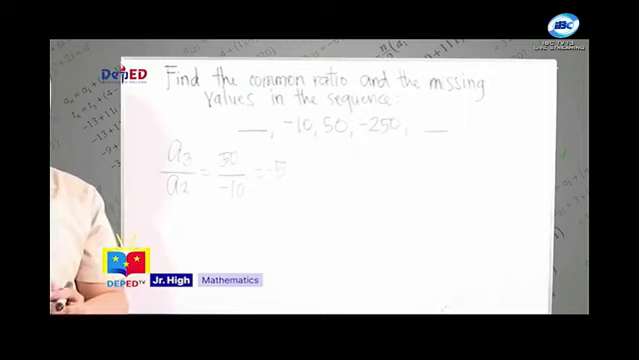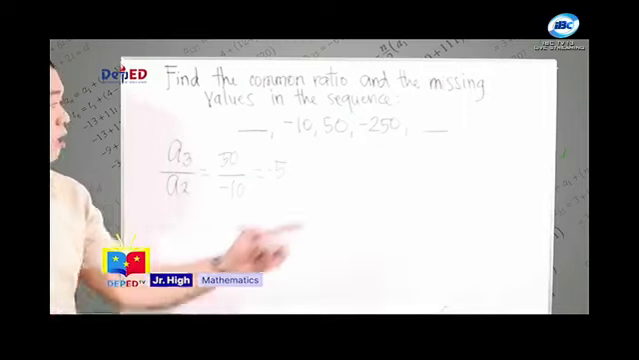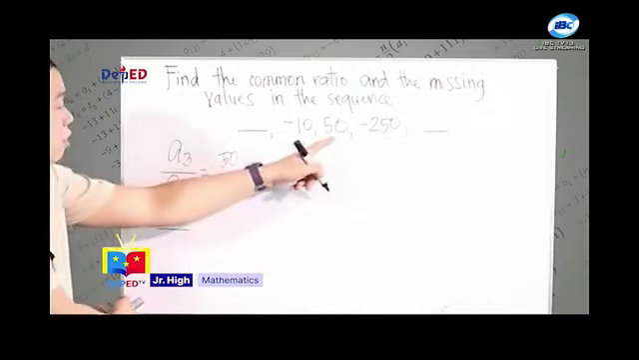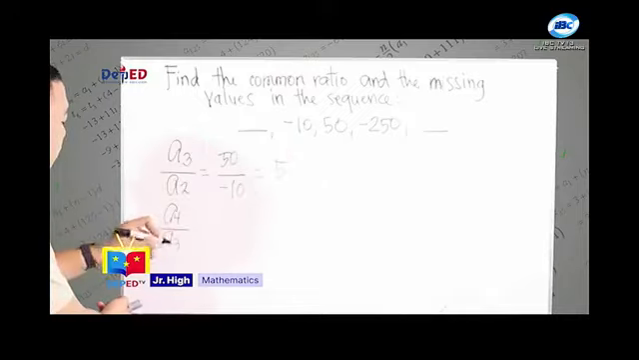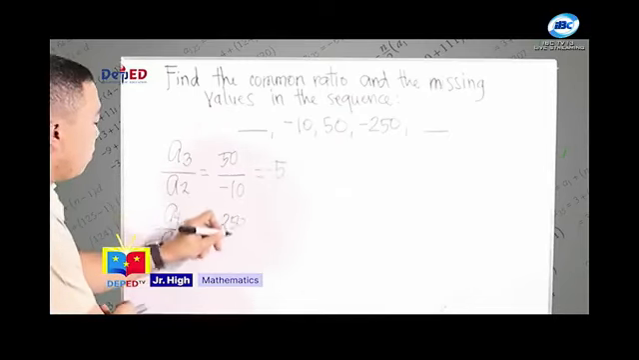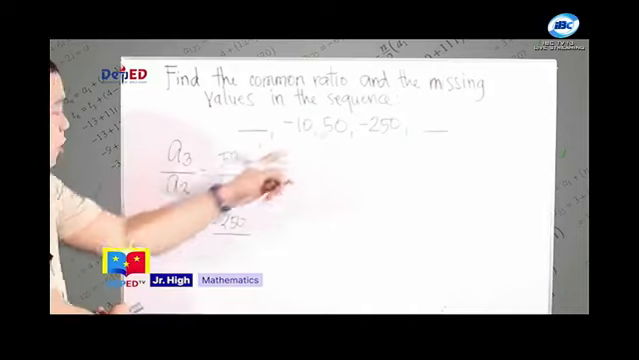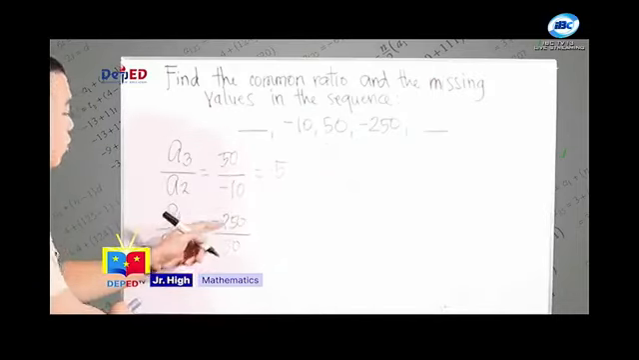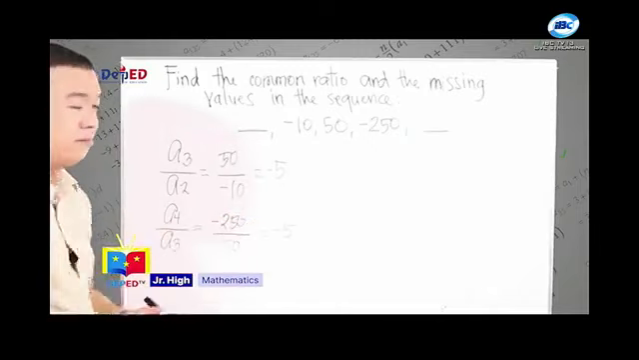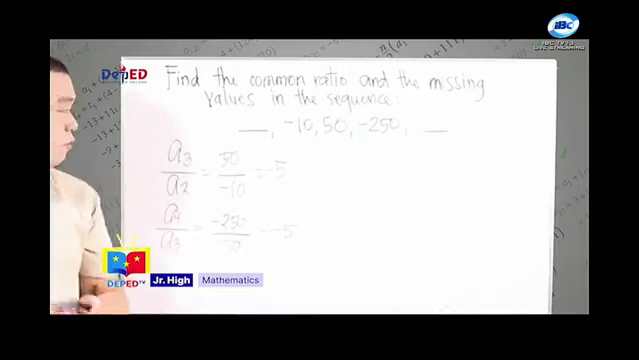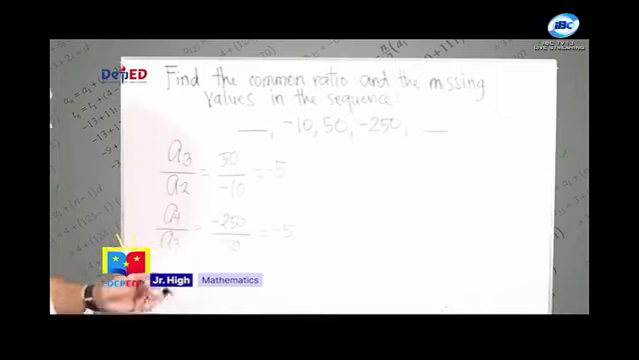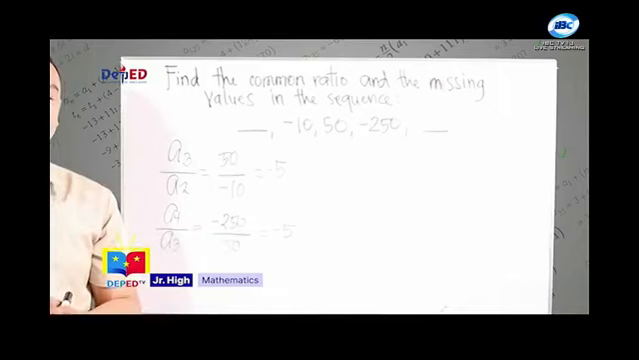To confirm whether we have the same common ratio, we will try the fourth term, a sub 4, divided by the third term, a sub 3. A sub 4 is negative 250, divided by the third term, which is 50. Negative 250 divided by 50 will give us negative 5. See? If you use a sub 3 divided by a sub 2 or a sub 4 divided by a sub 3, you will get the same common ratio.